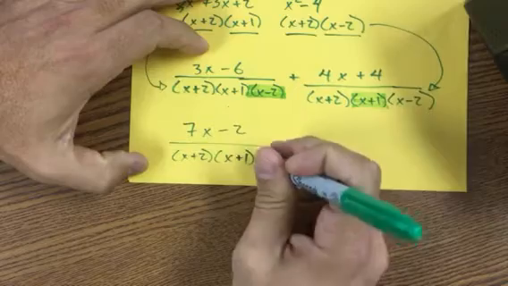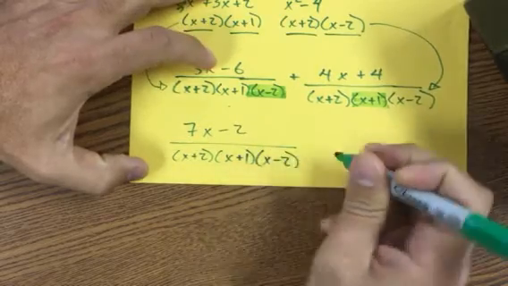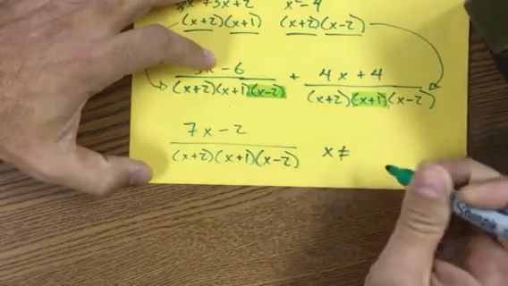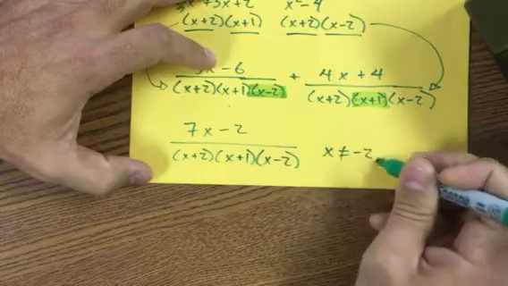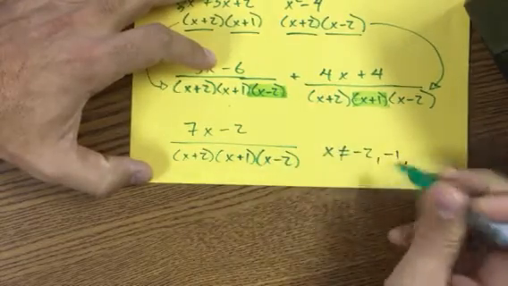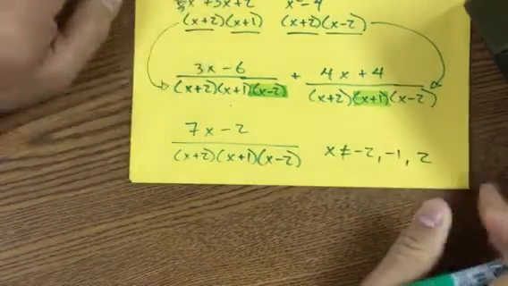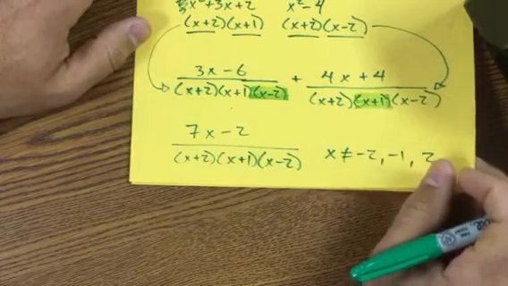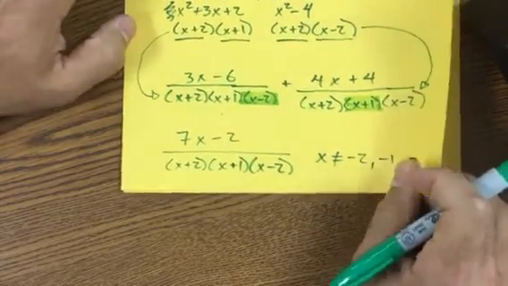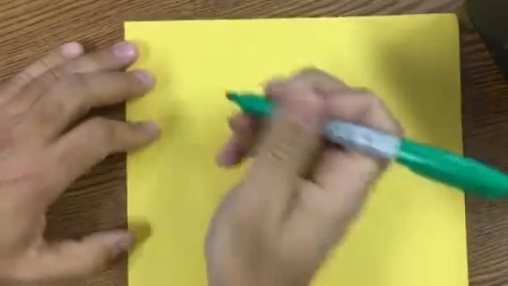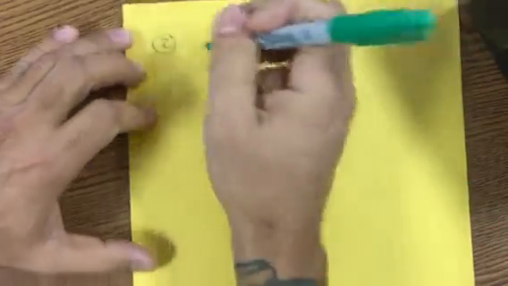After I get the common denominator, I still state my restrictions. So it's not going to be -2, -1, or 2. And so that's the difference of what we're doing today. We have to factor it first. So I'm going to do a second example that you're going to turn in.